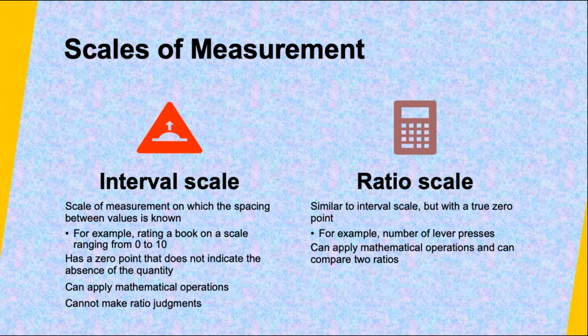The strongest one is the ratio scale, which is similar to the interval scale but with a true 0 point. For example, number of lever presses. You can apply mathematical operations and can compare two ratios.